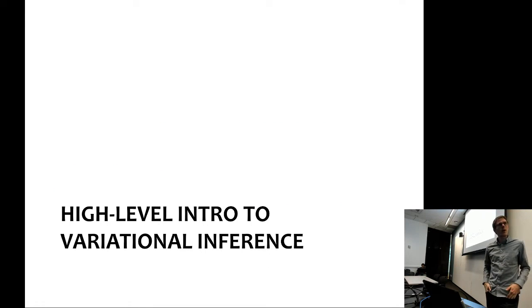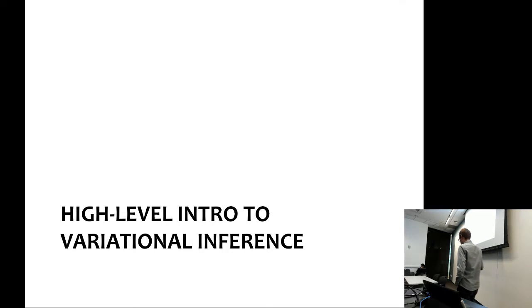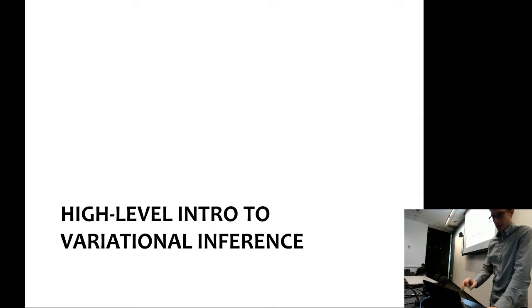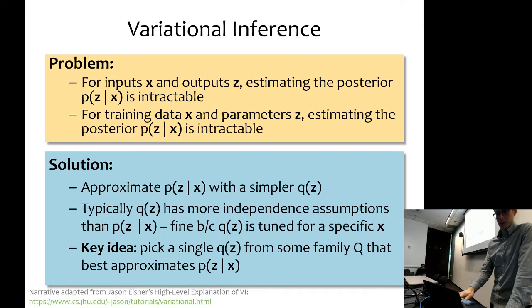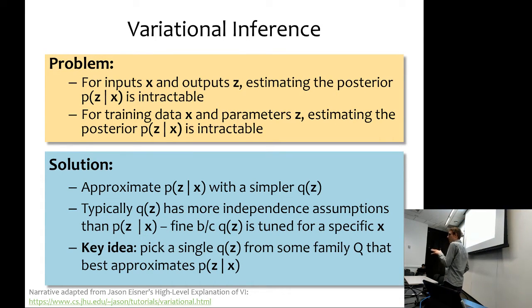Okay, so I want to begin with just a high-level look at what variational inference is doing, and how it differs from Markov chain Monte Carlo methods. The problem setup that we're going to be working with today is a really general one, and I want to make sure that it's abundantly clear just how general it is. So here's one example of the problem. For inputs x and outputs z, we want to estimate the posterior p of z given x, because that posterior is intractable.